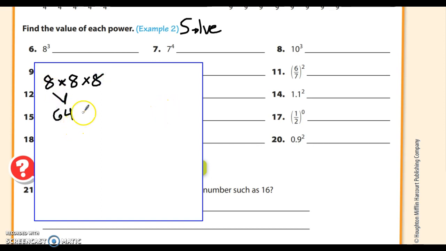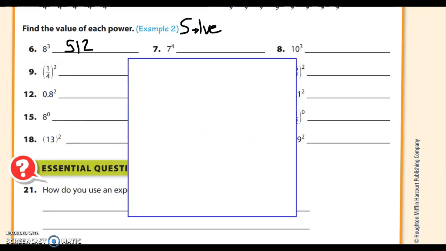This is going to be 64. I have another 8 to multiply by. 8 times 4 is 32. 8 times 6 is 48. Plus 3 is 51. The answer is 512. That's how all of these are going to go. So you're welcome to try them with or without the help of the video.